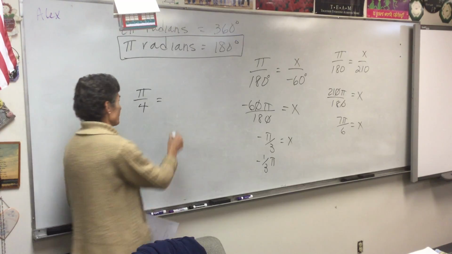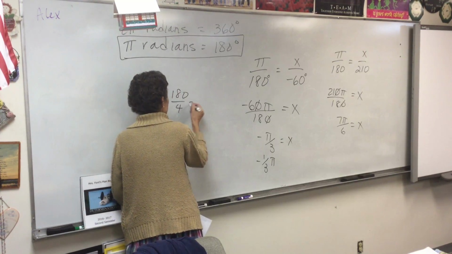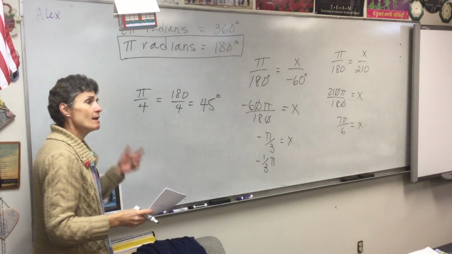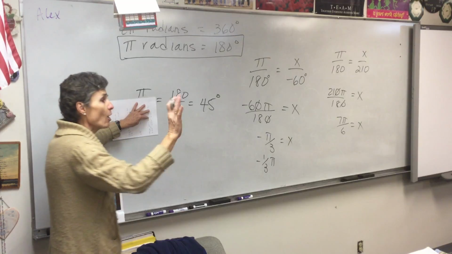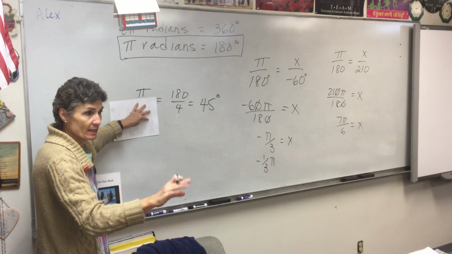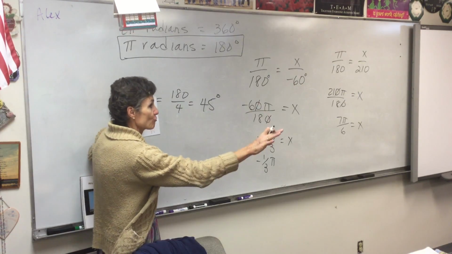Anybody know what that is? 180 over 4. What is that? 45? So the answer would be 45 degrees. Think about it now. A whole pi is always 180, period. Pi radians is 180 degrees.